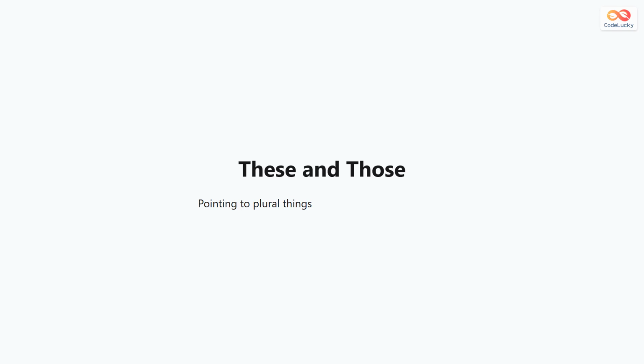In this lesson, we learn how to use the words these and those. These and those are used to point to more than one thing. They help us talk about plural objects by showing whether they are near or far.